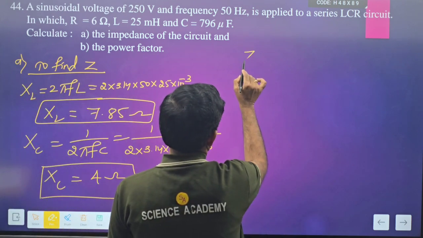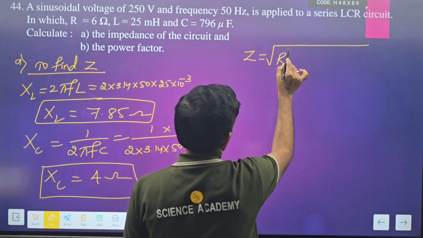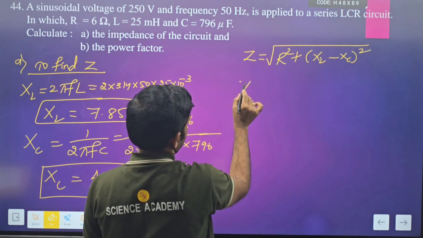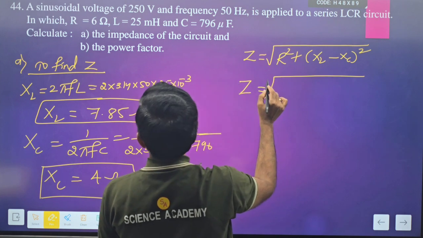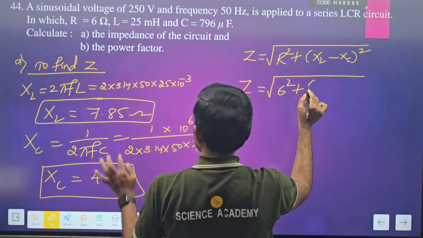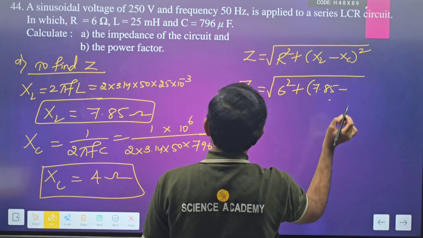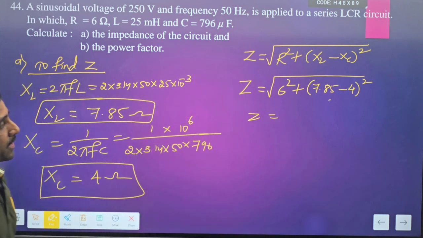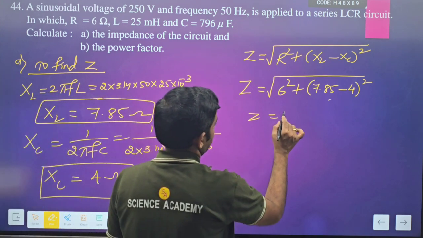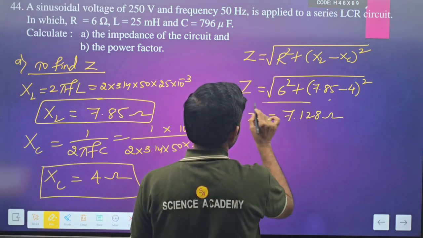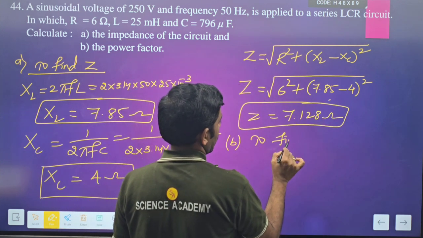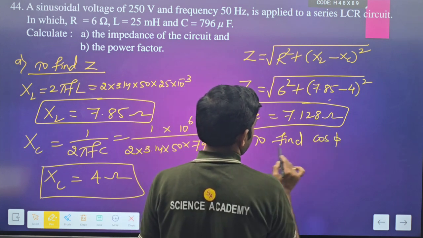Now what is the formula for impedance? Z is equal to the square root of R square plus XL minus XC whole square. Substituting, R is 6 square plus XL 7.85 minus XC 4 whole square. Subtract 4 from 7.85 and square it, and 6 square is 36. If you add, you will get nearly 7.128 ohms.